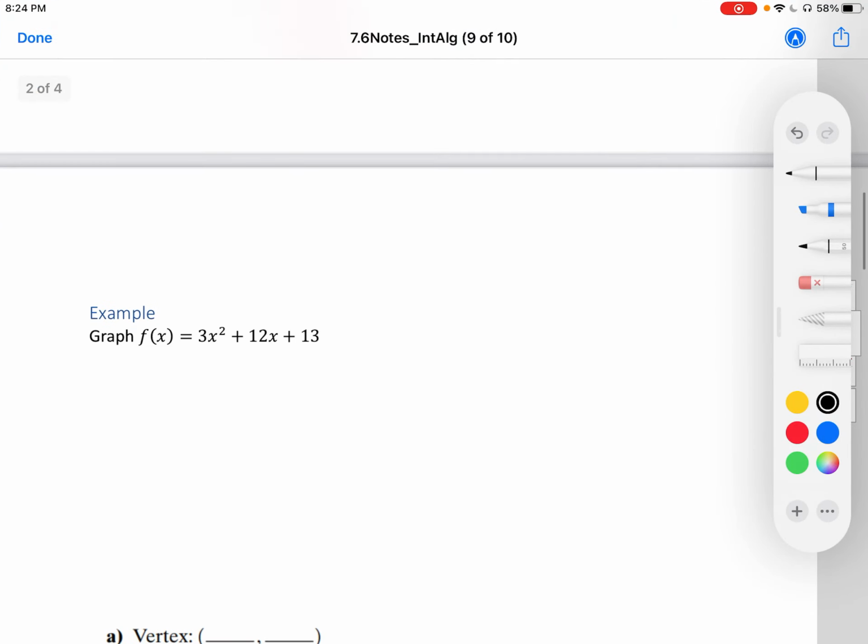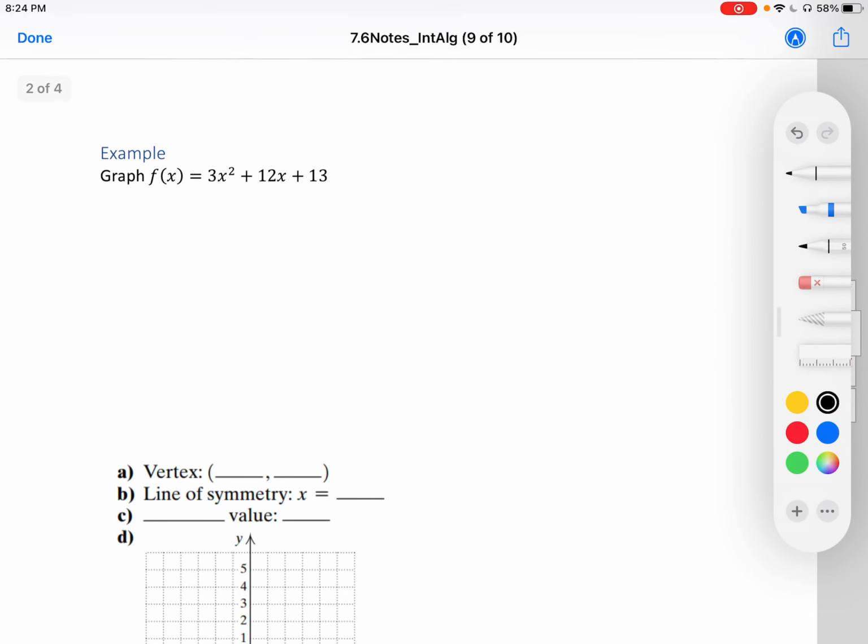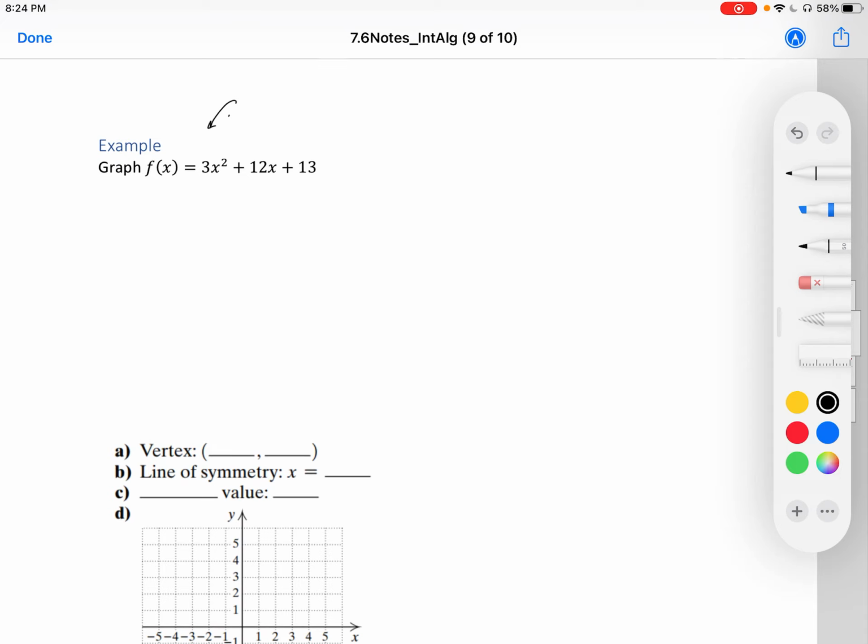Let's do some more examples. Now, when a is not 1, it's slightly different. So let's go ahead and work with our x's only. Let's just leave the other number on the side. So I have plus 13 that we're ignoring for a second. And we're going to go ahead and factor the leading number, which is 3.